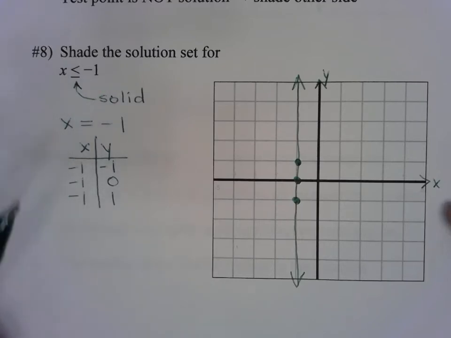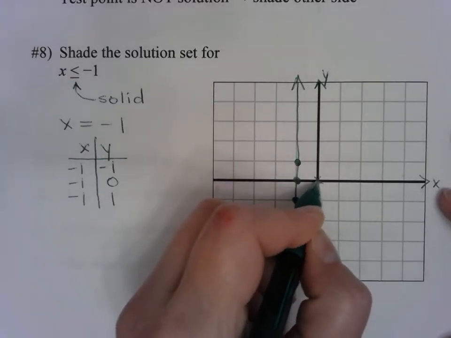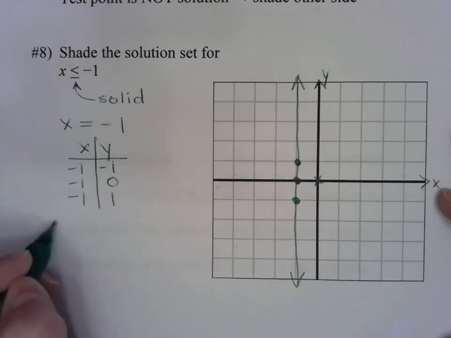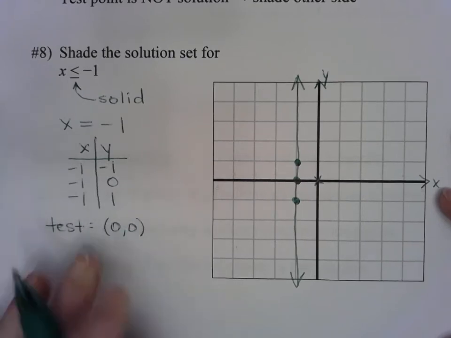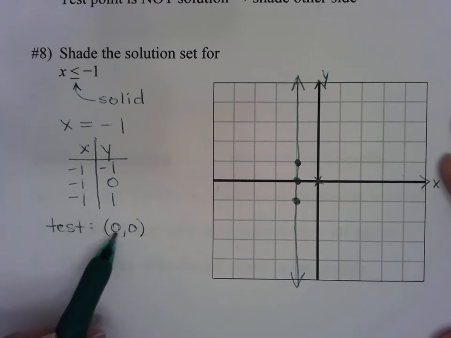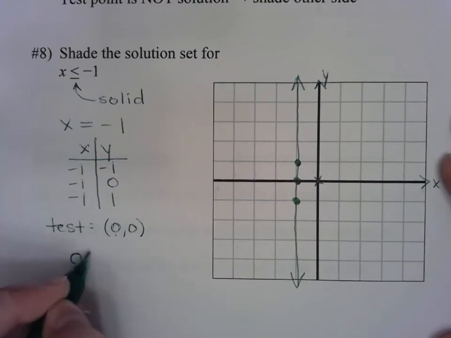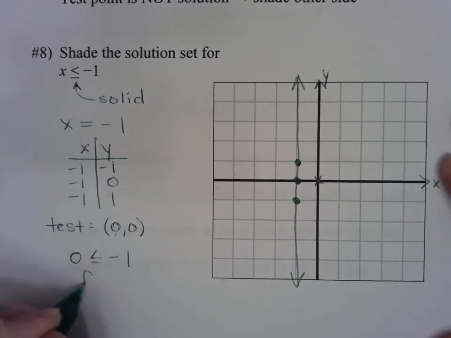If you wanted to pick a test point, I love to pick (0, 0) as my test point if it's not on the line. So let's say I want to test the point (0, 0). I think you could get away without testing a point, like I said, because this one's kind of simple, but I'm going to go through the steps anyway. I plug it into my inequality. I only need the x this time. So 0 is less than or equal to -1. Is that true? Is 0 smaller than a negative? No, that's false, which we kind of already knew.